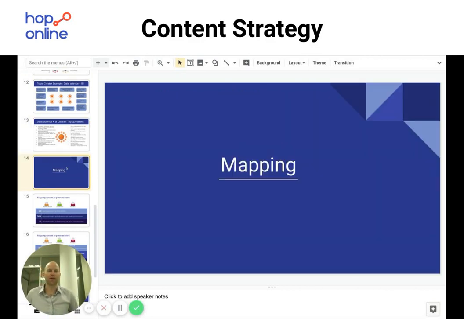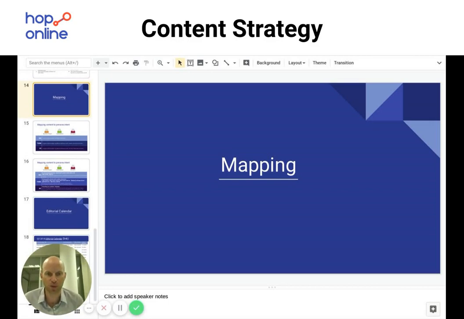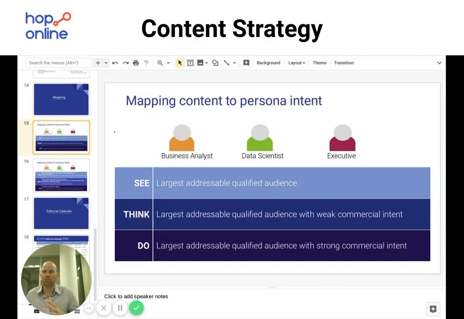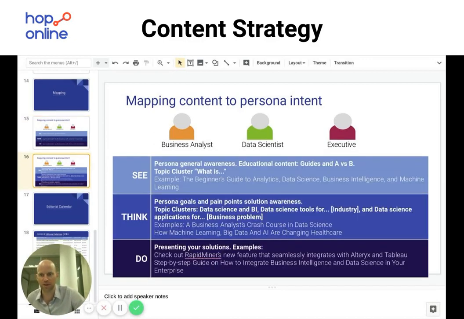The next big area is to map topics to the persona pain points. So what that means is, in this case, the business analyst has particular pain points compared to a data scientist or maybe an executive. And it's important that when we think about topics and we come up with suggested topics, that we are targeting a specific persona and a specific pain point that we want to solve for that persona. So that's developed in these slides here.